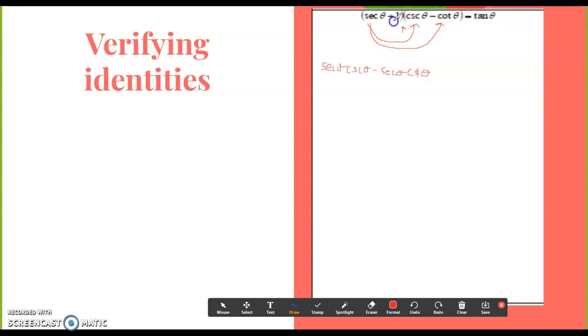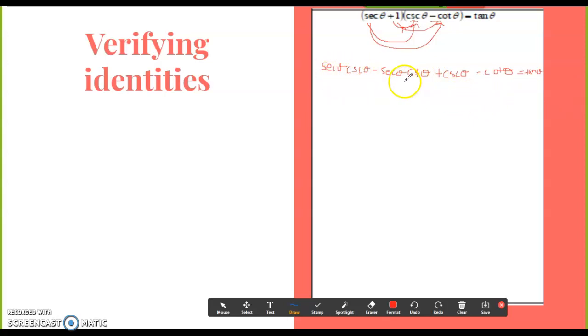Then I'm going to multiply a 1 times cosecant of theta, and that's of course just going to be plus cosecant of theta. And then I'll multiply 1 times a negative cotangent of theta, that's just minus cotangent of theta. Now all this equals tangent of theta.